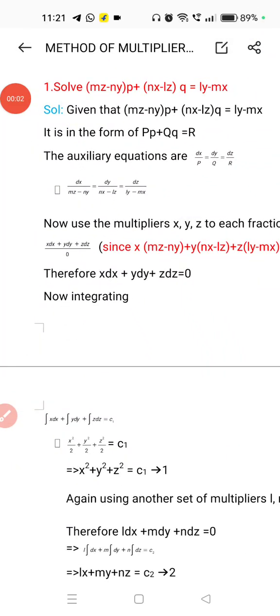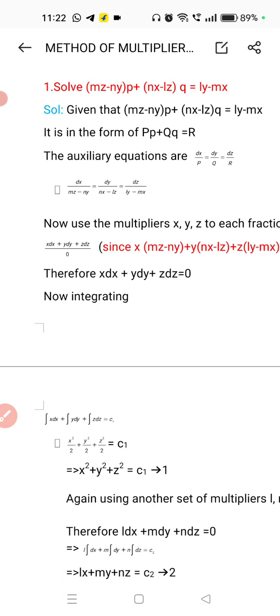Hi everyone. Have you ever struggled to understand the method of multipliers, which is used to solve a linear PDE? Now, we will try to break it down in a very simple and exam focused way, as to how to solve a PDE with the method of multipliers. First, we shall take a problem. The problem goes in this way.